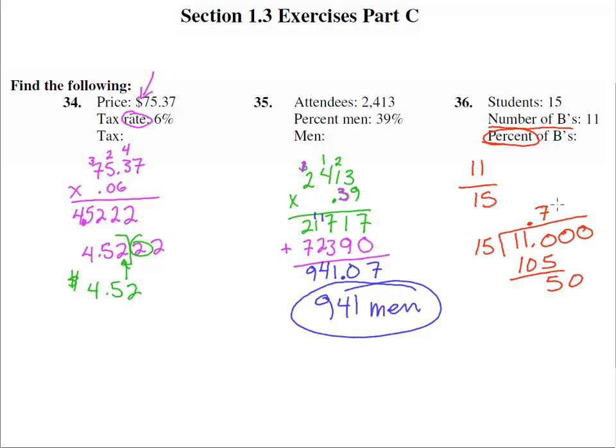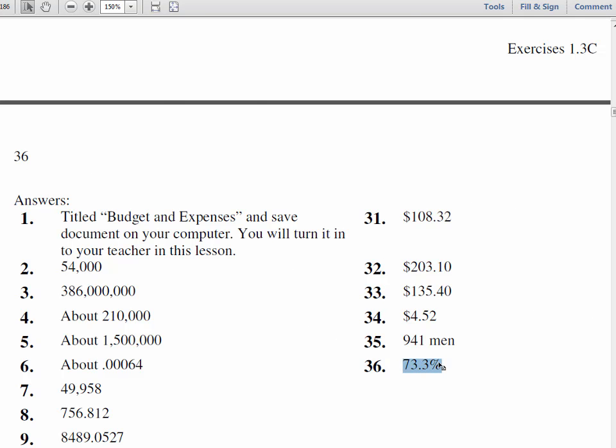15 goes into 50. I think it goes 3 times. 3 times 15 is 45. Subtract that and you get 5. Drop down a 0. 15 goes into 50 3 times again. That's a 45, and that will keep going forever. Now, we found a decimal, but we need to change it into a percent, and we do that by moving 1, 2 decimal places. So we're going to be at 73.3 with a bar over it percent. Now, if you were to choose to round that at 73.3%, that would be all right. Let's check and see what the answer lists out. 73.3%. Good.